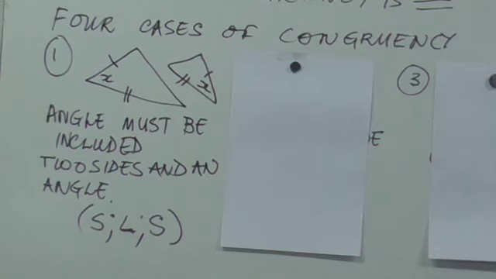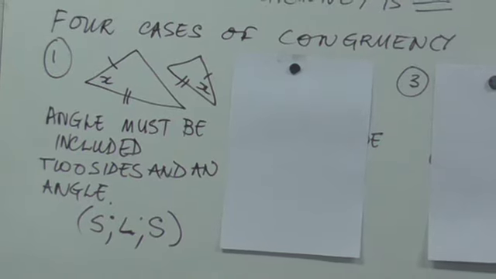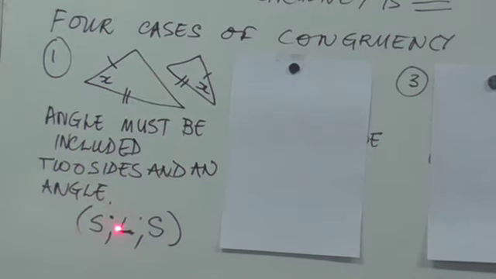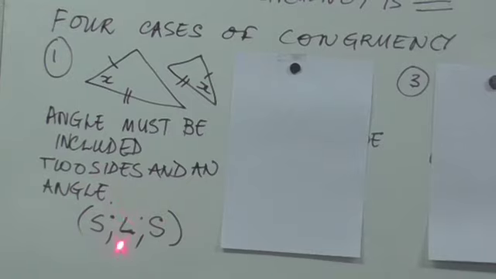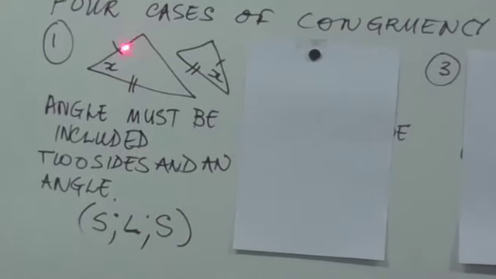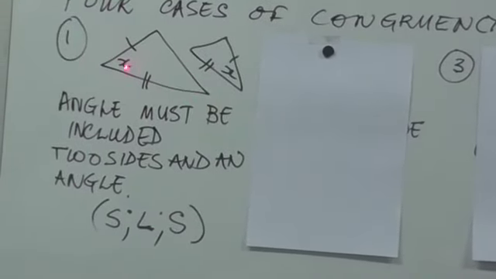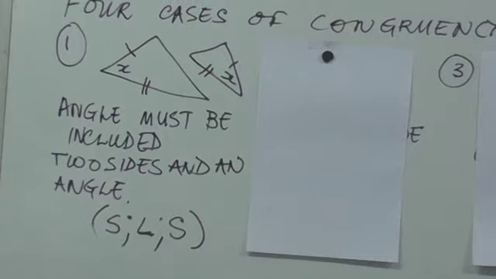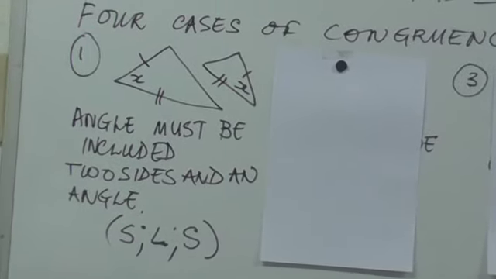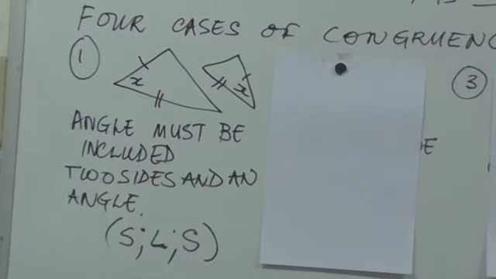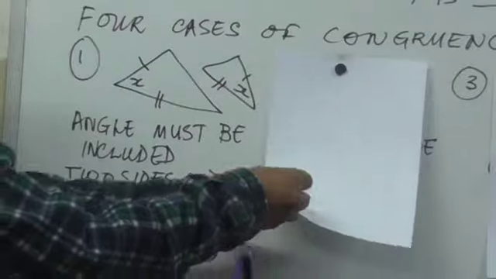Now, let's go to the second case. The first case is called side, angle, side. And remember, the angle must be included between the 2 sides. If the angle is not included, the triangles will not be congruent. So that's our first case. Now let's go to the second case.